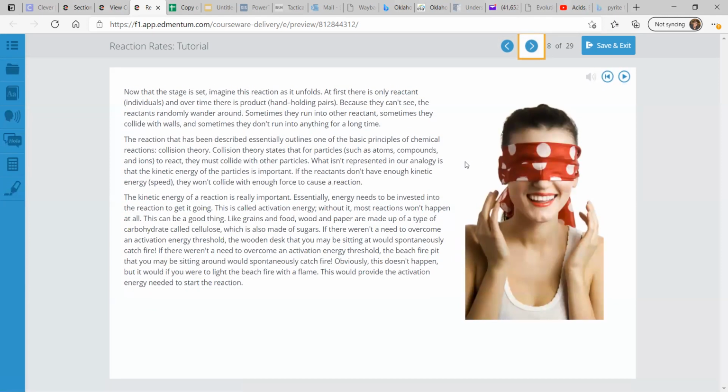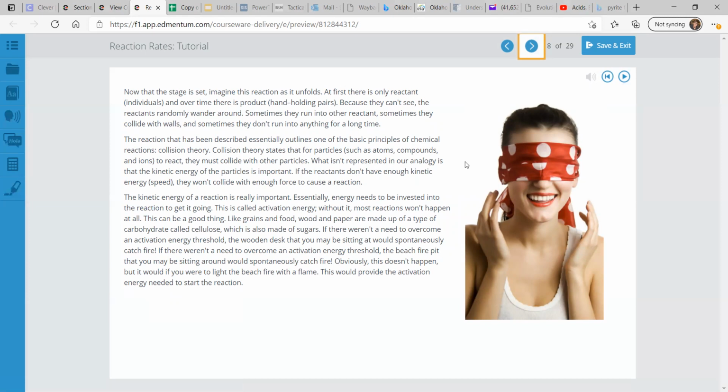So imagine how that goes down. There's at first only reactants, or individuals that are not holding hands, but over time, people will find partners and they can pair up in products. Because they can't see, the reactants randomly wander around. Sometimes they run into other reactants, sometimes they collide with walls, and sometimes they don't run into anything for a pretty long time.